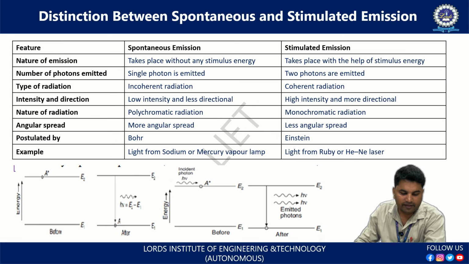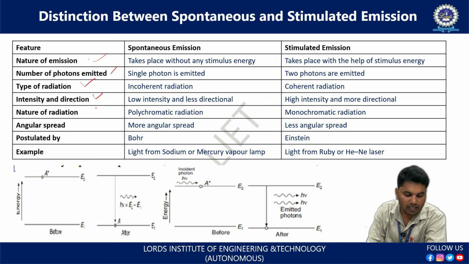Let's see the difference or the distinction between spontaneous and stimulated emission. And while we are observing the differences, we'll have observation on some key factors such as nature of emission, number of photons emitted, types of radiation, intensity and direction, nature of radiation, angular spread, and postulated by, along with some suitable examples. Let's see the column of spontaneous emission.